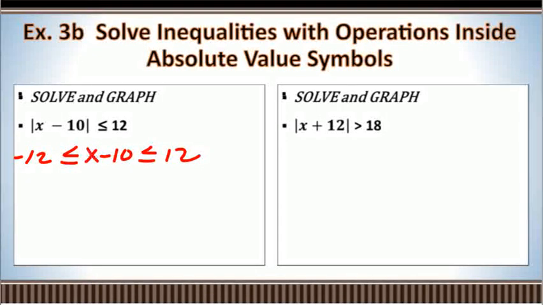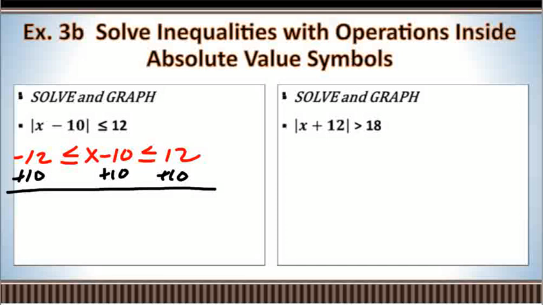So to get x by itself, I add 10 to both sides, and I get 22 this side, and -12 plus 10 is -2.